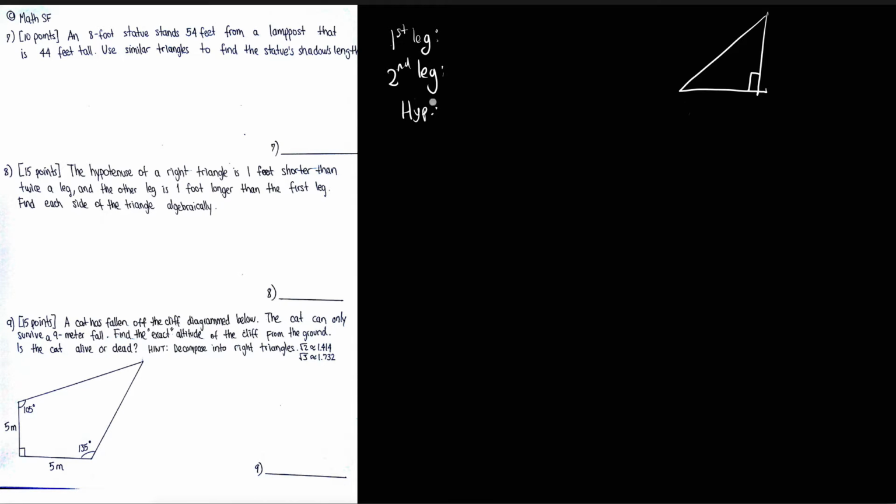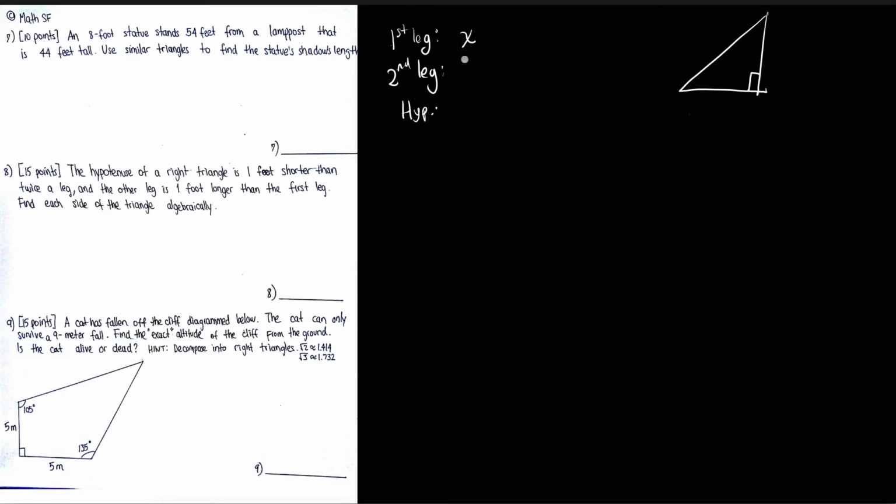All right, so the first leg. Recall we want to be listing stuff, and you always let your variable be the one that you know the least information about. Well, we don't know anything about the hypotenuse, but so far you can leave that for a little bit. Well, we actually do know. Say the hypotenuse of a right triangle is 1 foot shorter than twice a leg, and the other leg is 1 foot longer than the first leg. Wow. So let me call the first leg x.